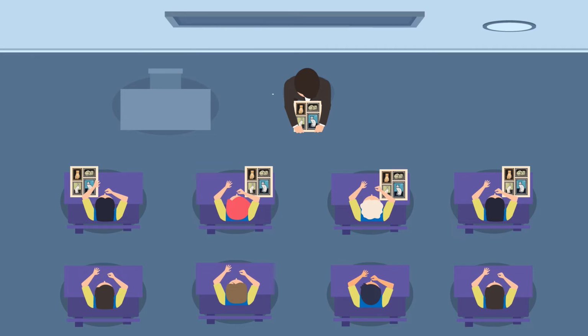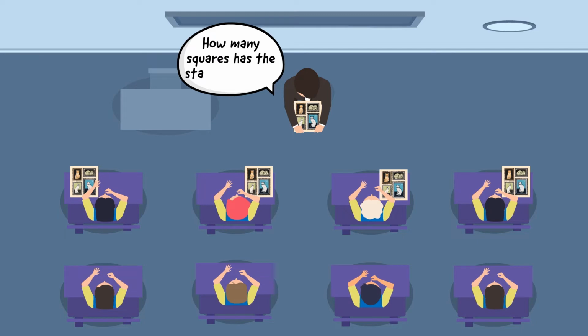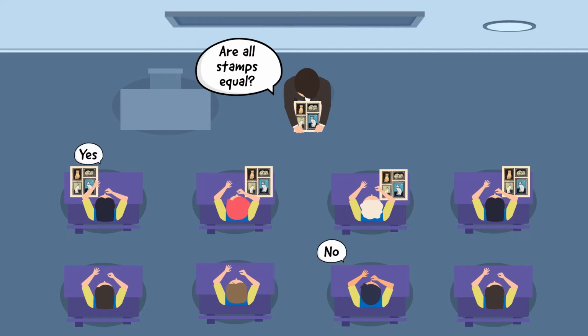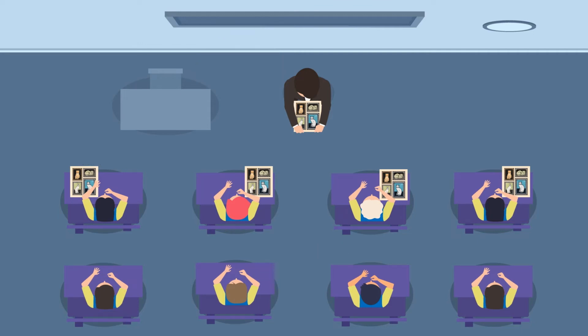Ask the students how many squares the stamp has covered. Accept all relevant responses. Following this, ask them, are all stamps equal? Students will respond by saying yes or no based on their observation.